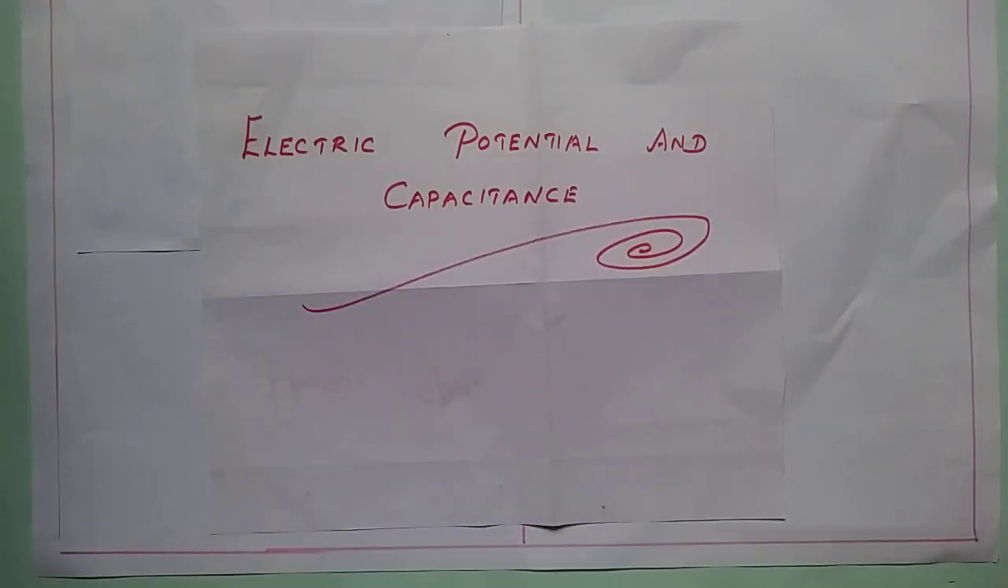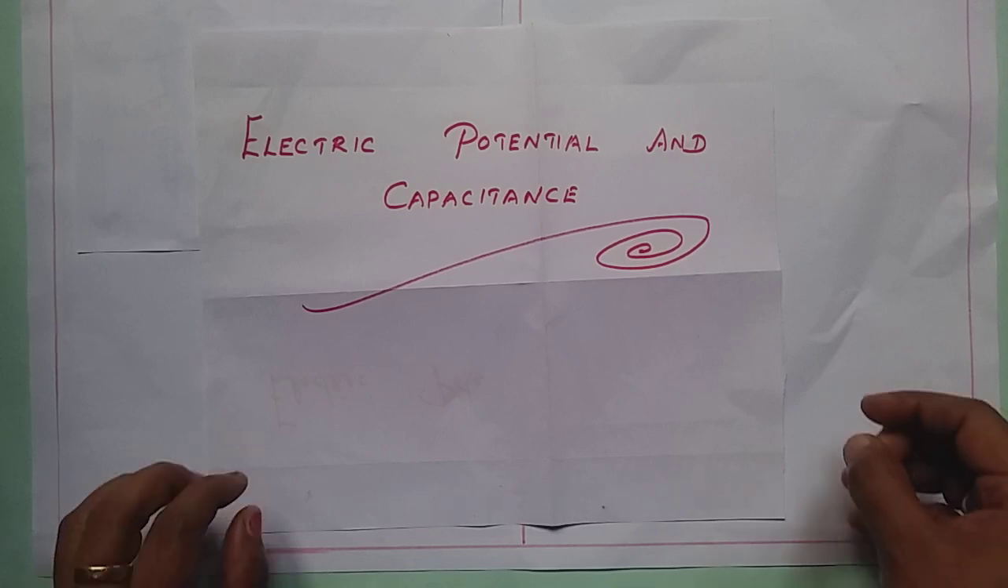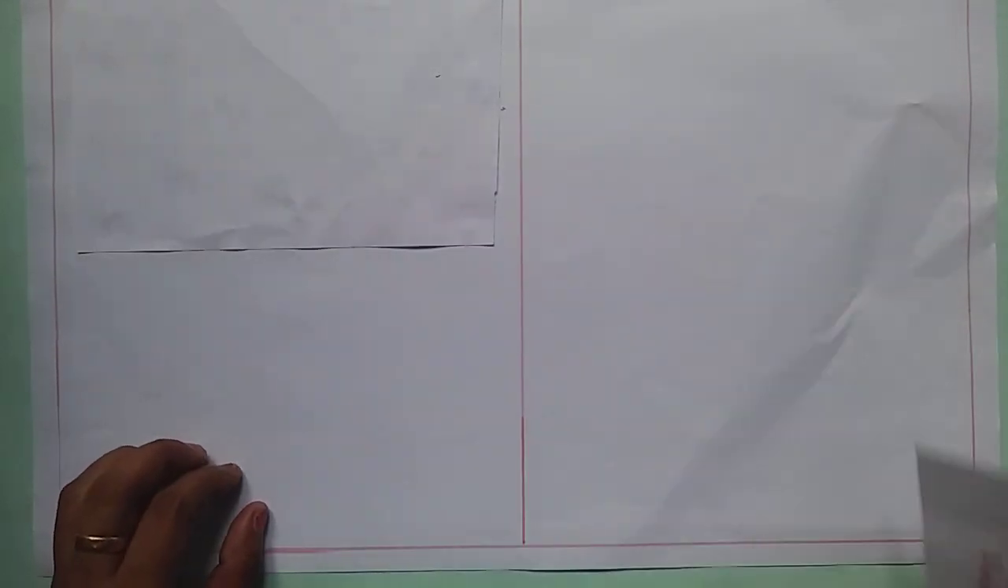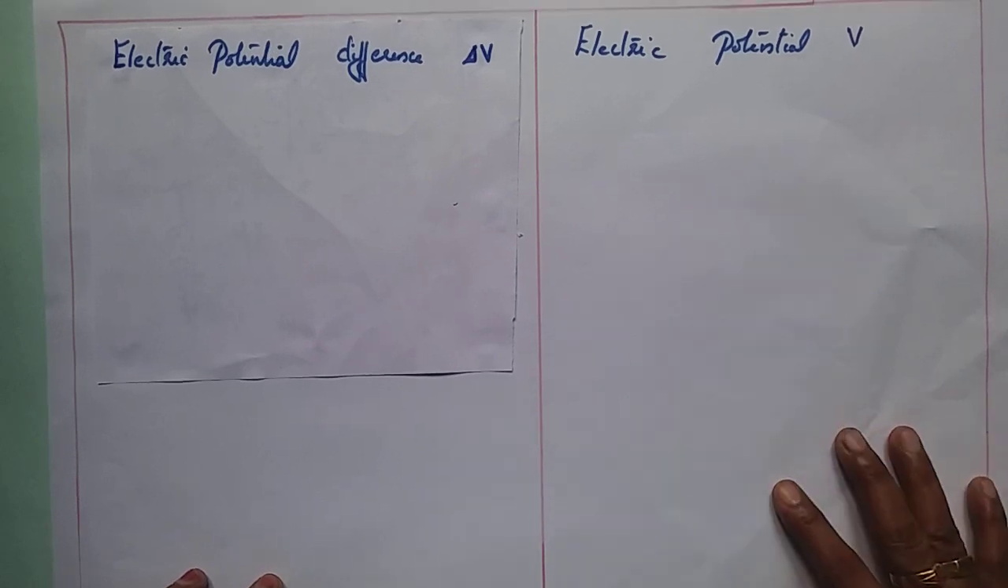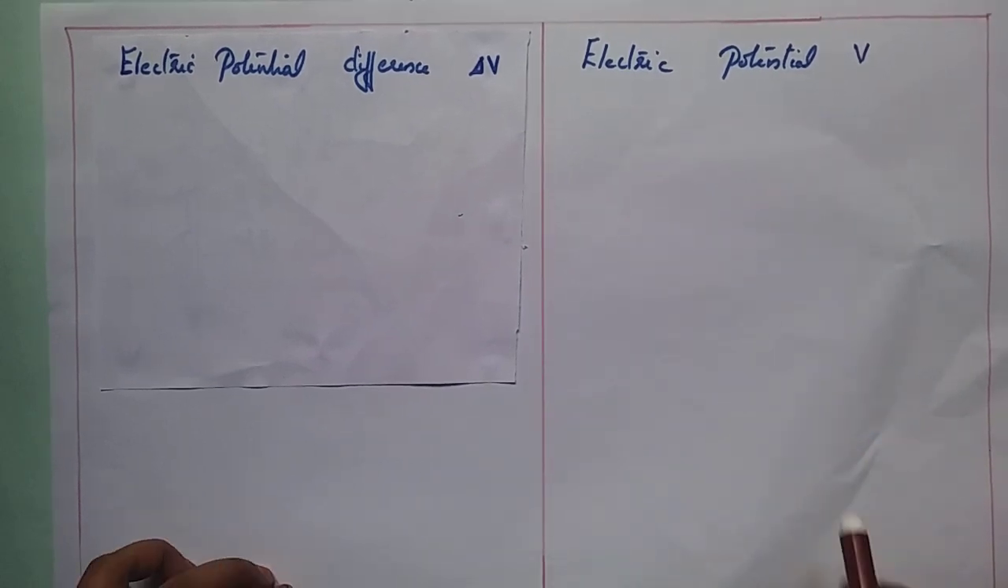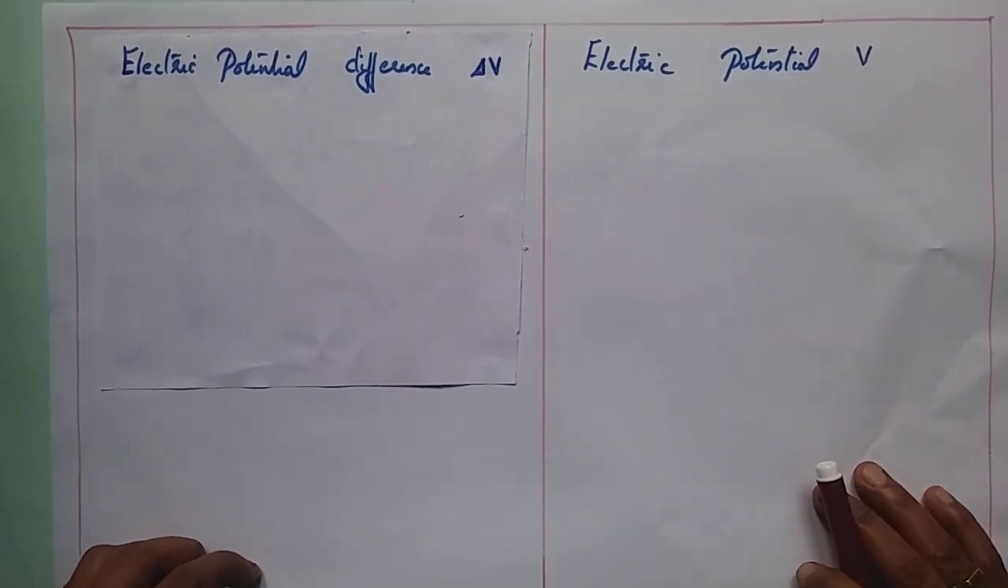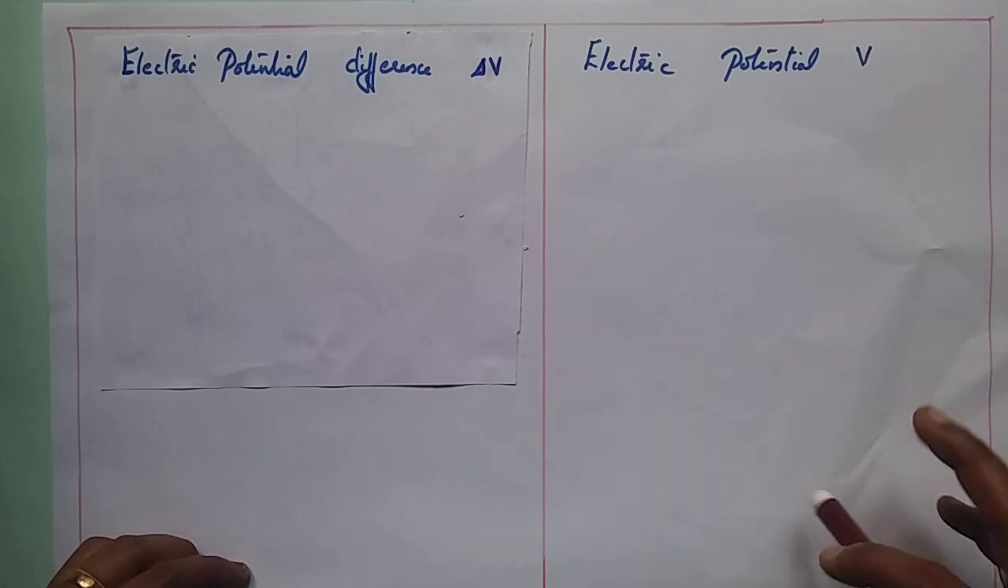Today we are going to start the new chapter, Electric Potential and Capacitance. It is actually the continuation of the first chapter. In this chapter we have to study another very important property of charge, that is electric potential. Now we can start with the first term, electric potential difference, which is represented by delta V.